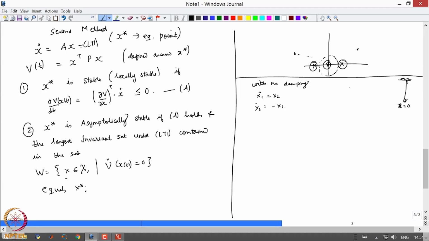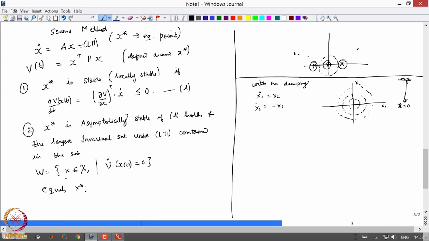Okay. Now, how does the phase space of this look? The phase space of this looks like this. It is just concentric circles around the origin. So here my origin is the equilibrium point, or here or here or here.